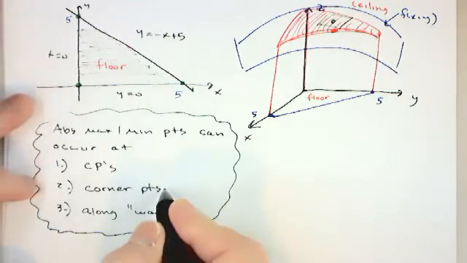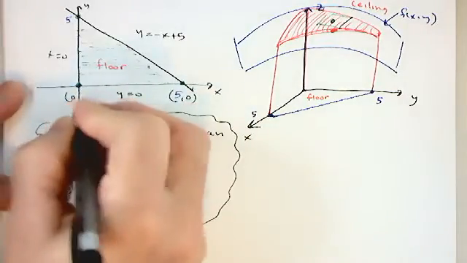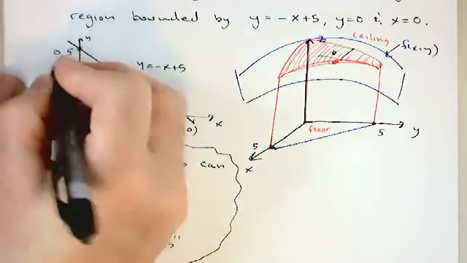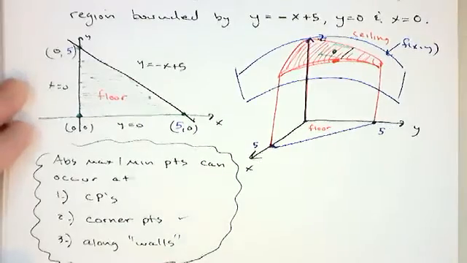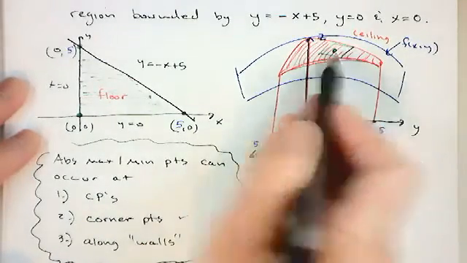Okay, so we have our 3 corner points, right? We have (5, 0), (0, 0), and (0, 5). We'll deal with those later. So we've kind of got that, and we'll check that out later. Let's see if there's any critical points for this function.